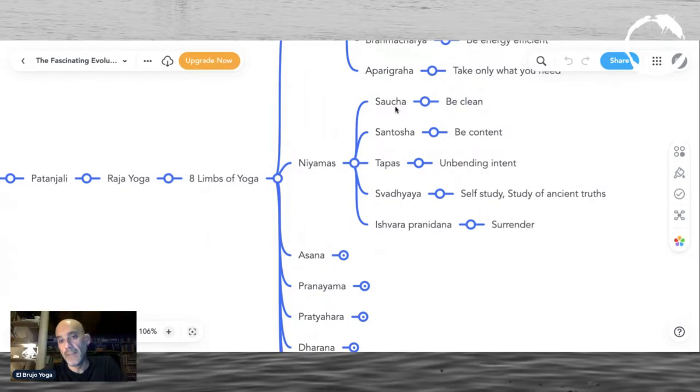And it would be saucha, be clean, externally and internally. So not only on the physical level, but mental cleaning. So you get rid of trash in your head, and you get rid of emotional trash, things like that. And of course, physical cleaning. Santosha, which would be contentment, which is a practice. Tapas, and this would be translated as unbending intent. So you really are developing your willpower. Svadhyaya, it would be self-study or study of the ancient texts. And Ishvara Pranidhana, which would be surrender or acknowledgement of, but there is, you do as much as you can do.